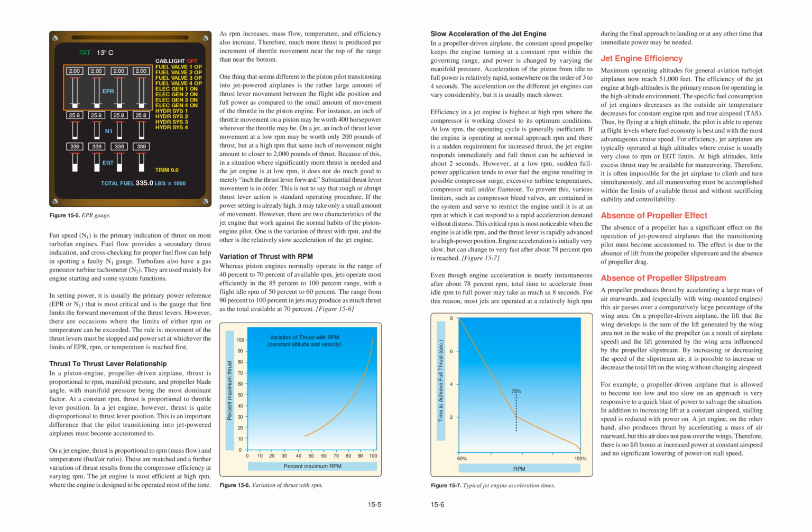In addition to increasing lift at a constant airspeed, stalling speed is reduced with power on. A jet engine, on the other hand, also produces thrust by accelerating a mass of air rearward, but this air does not pass over the wings. Therefore, there is no lift bonus at increased power at constant airspeed and no significant lowering of power-on stall speed.